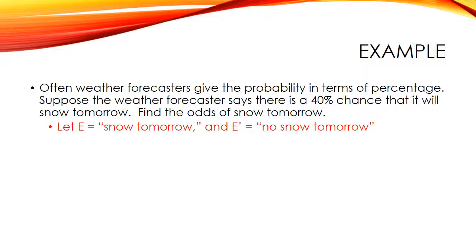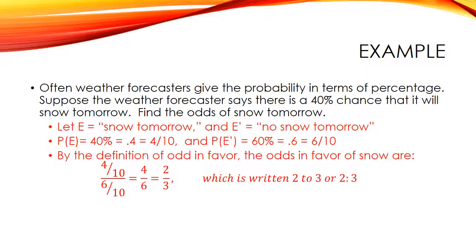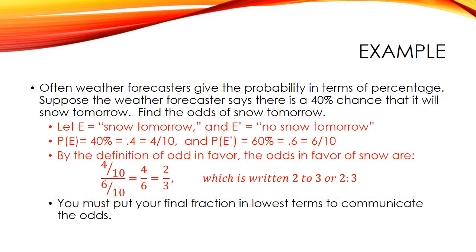Okay, so E is going to be snow tomorrow, and E prime is going to be no snow tomorrow. The probability of E is 40%, which as a decimal is 0.4, or as a fraction is 4/10. The probability of no snow is 60%, or 0.6, which is 6/10. So by the definition of odds in favor, the odds in favor of snow are 4/10 over 6/10, or 4/6, which is 2/3. So that's written 2 to 3. So the odds in favor of snow are 2 to 3. By the way, you need to put your final fraction in lowest terms when you're communicating the odds.